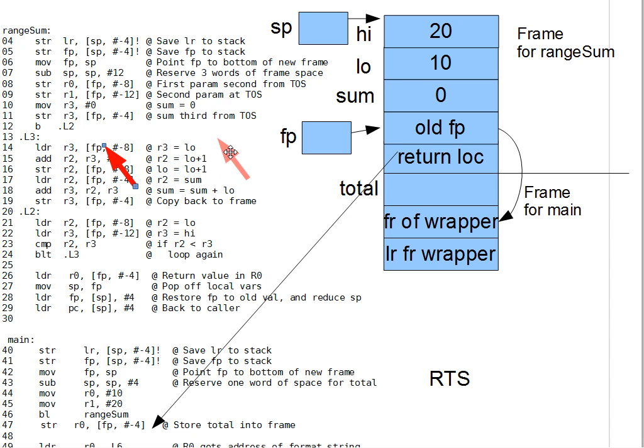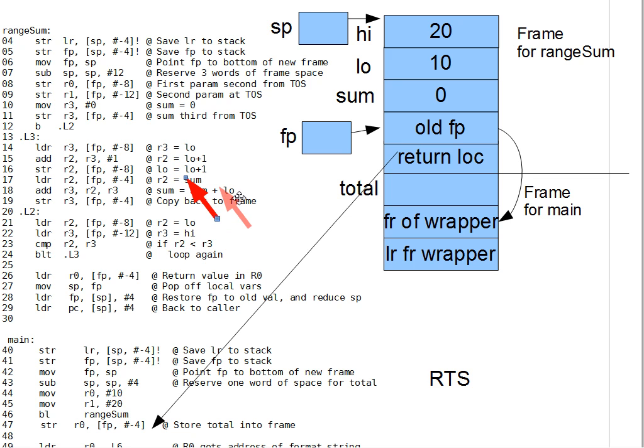Lines 14 through 16, as the comments indicate, load low from the stack frame, and recall that that's at FP minus 8, and then increase it by 1, adding 1 to the value in R3 to put it in R2, and then write it back into that same stack frame location, and that in effect does a low plus plus operation. And so we get to our first in-lecture question.